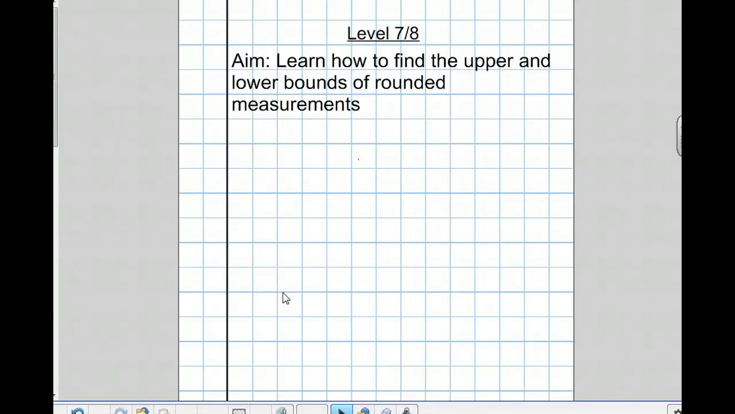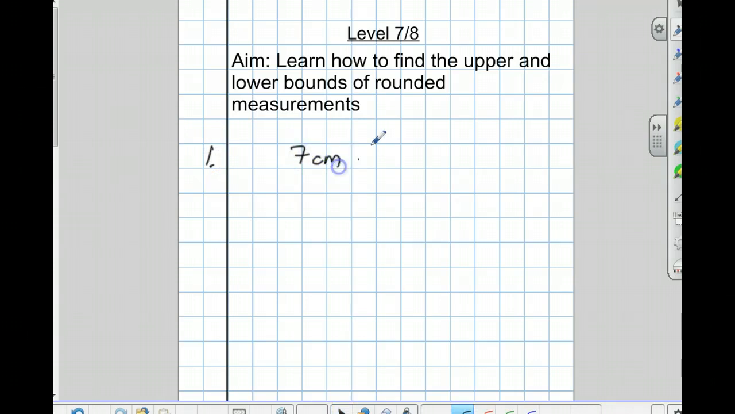Right, hello. I'm going to talk about upper and lower bounds of rounded measurements. Let's start by looking at a measurement that's been rounded. Somebody's measured something and measured it to 7 centimeters.